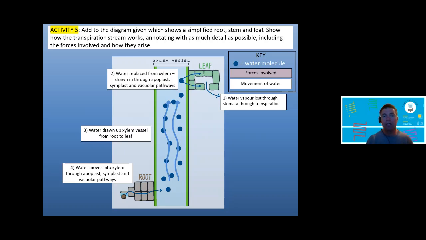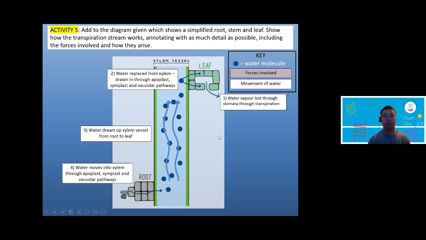In the same way that water is moving into the leaf and through the leaf cells via apoplast, symplast, and vacuolar pathways, in the root the same thing is happening. Water's moving into the xylem via those same pathways. But we just need to now justify what forces are involved.